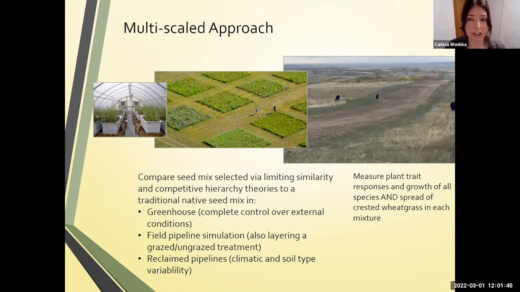We can also layer on different disturbances. We're going to do grazing. We might do drought at some point. And then eventually we'll move this up to a field base where we have a broader scale. We have the seed mixes interacting with their environments. We have different climates, different soil types. And so we can start to see how all of these different functional trait interactions might break down or hold up under different conditions like drought or different soil types where one might be winning and another might not be doing as well.